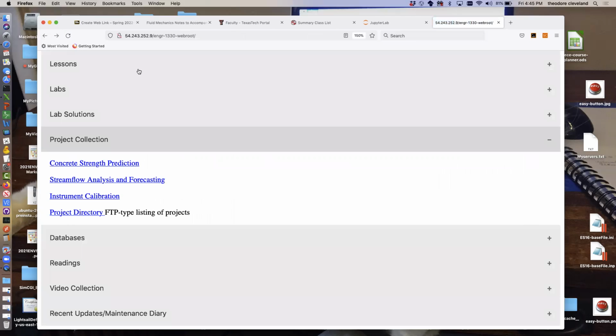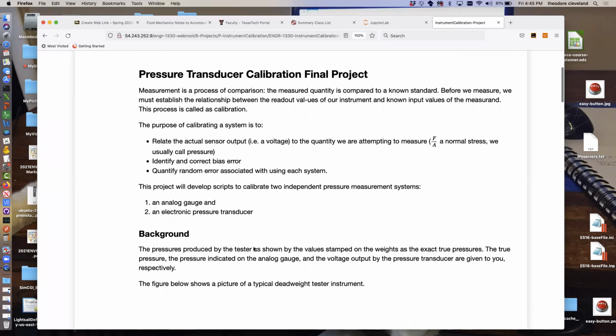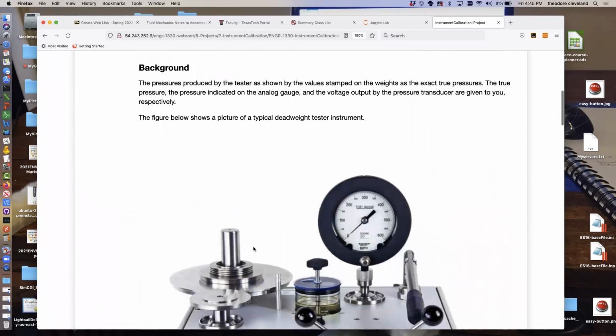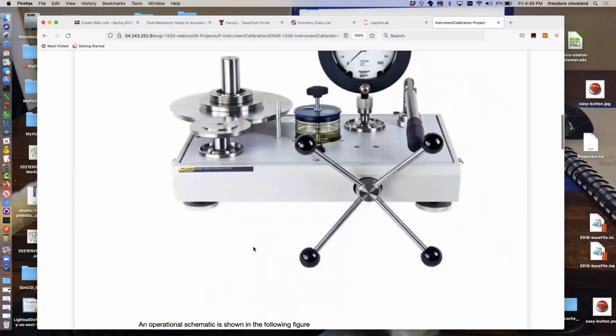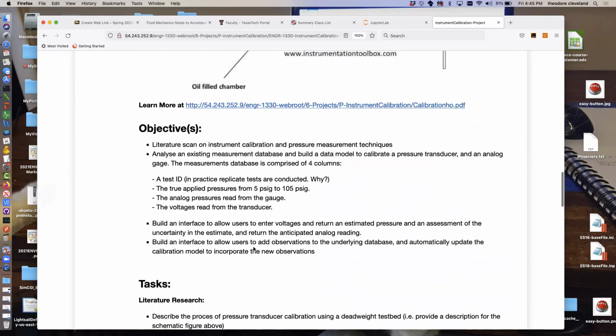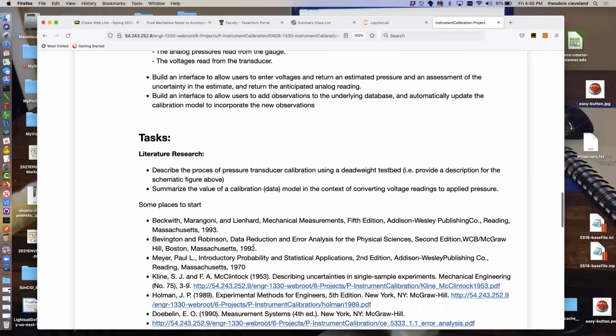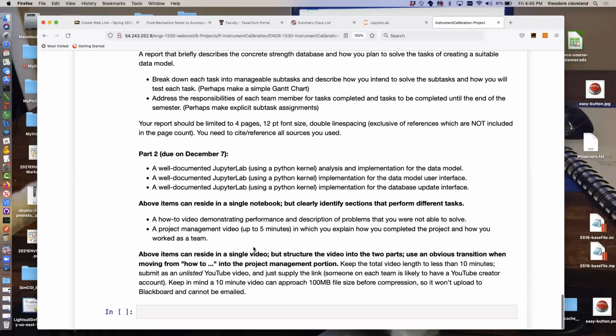Obviously, these ones are not appropriate for this semester. And then the one that is usually quite popular, especially for mechanical engineers, because you have to do this in a lab anyway, is an instrument calibration problem. So you have this instrument and you have to learn about instrument calibration, analyze an existing database, and basically come up with a calibration curve for a transducer. So those are the projects.